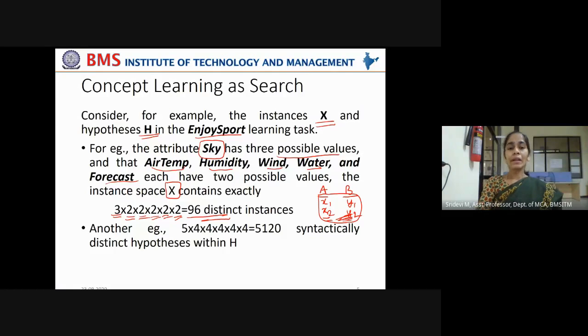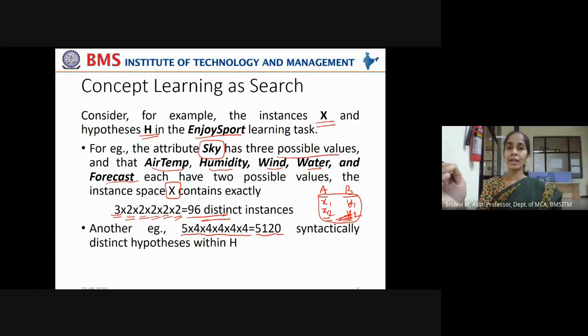Okay, now let us take another example. Say sky has 5 possible values, and air temperature has 4 possible values, humidity has 4 possible values. In that case, we can calculate that there are a total of 5120 syntactically distinct hypotheses within H.